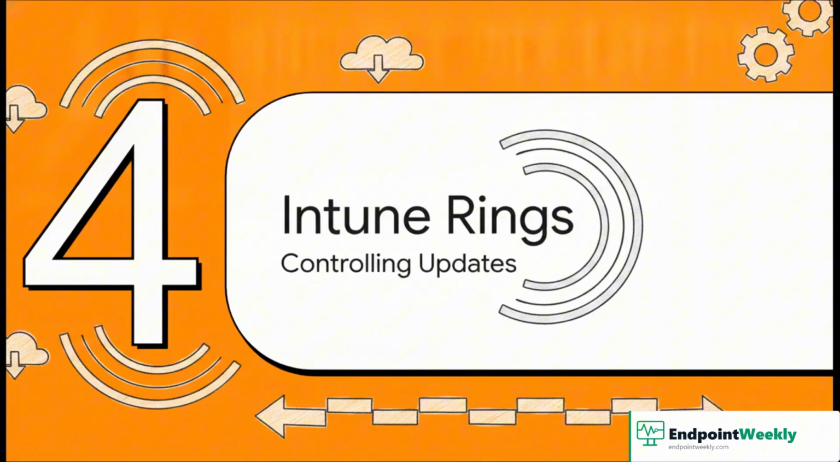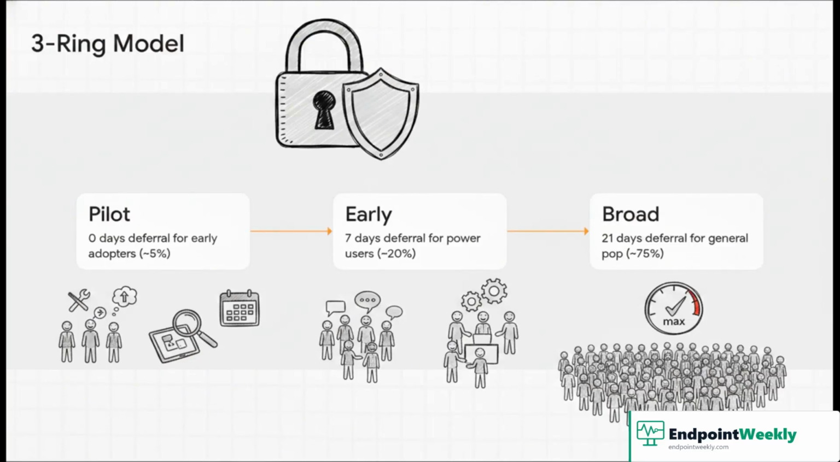This brings us to Section 4, Intune update rings. Now that we know exactly what we're deploying, let's shift gears and look at how we actually control these massive updates using Windows Update for Business. A typical 3-ring model is the bedrock of intelligent patching.